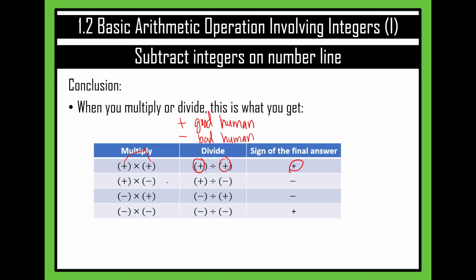However, when there is a bad human influencing the good human, if you see there is a negative, they're going to turn bad. Now, when two bad humans are together and they regret their bad doings, they repent and turn into good humans. This is how I remember my final answer. Is it positive or is it negative?